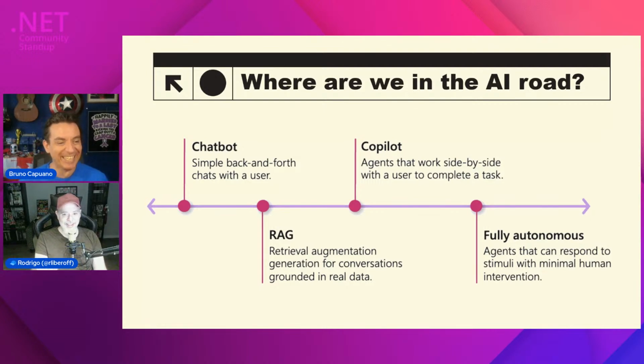Really? Okay, so thinking about this image, where do you think we are right now? Do you think that we are in the chatbot area, RAG area, Copilot, fully autonomous? Where do you think we are right now in terms of artificial intelligence in the landscape that we are creating? I will say closer to the fully autonomous than the chatbot. That for sure. Okay, how close? Very close? Not that much?